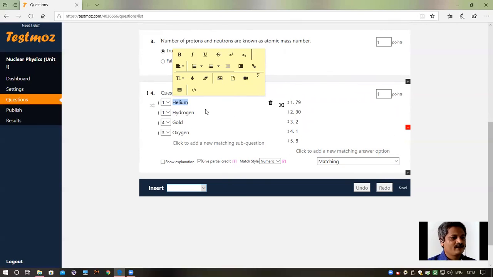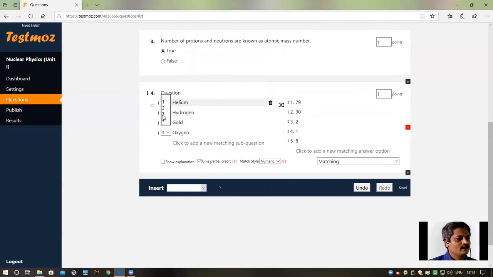Helium, atomic number of helium is 2. 2 is in the second column, third number. We select third as the correct option for helium. Hydrogen, atomic number is 1, which is placed in the second column, fourth number. We select fourth. Gold is 79, which is in first number. And oxygen, atomic number of oxygen is 8, which is placed at the fifth of the second column. Now we select 5. These are the correct options we have to type here.